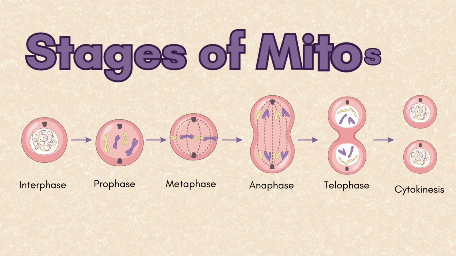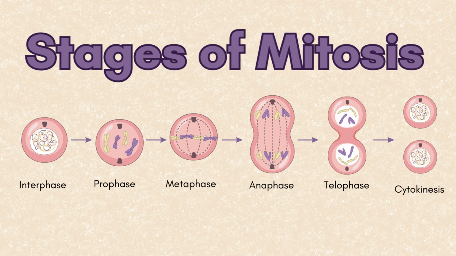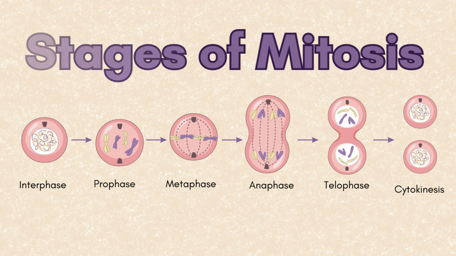There are several key stages in mitosis: interphase, prophase, metaphase, anaphase, telophase, and cytokinesis. Together, these steps ensure that each new cell is an exact genetic copy of its parent.